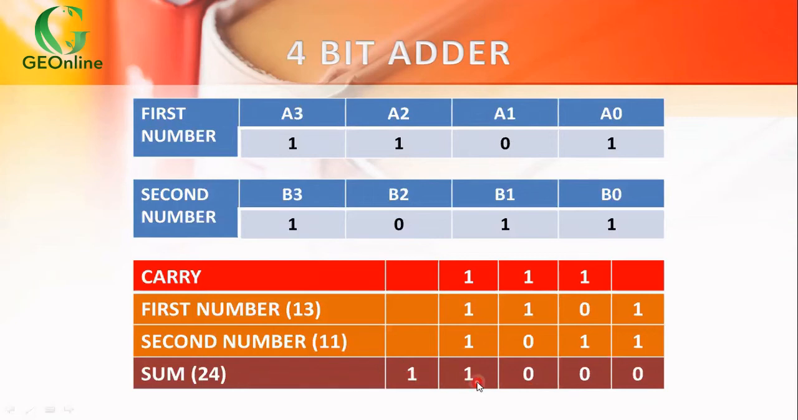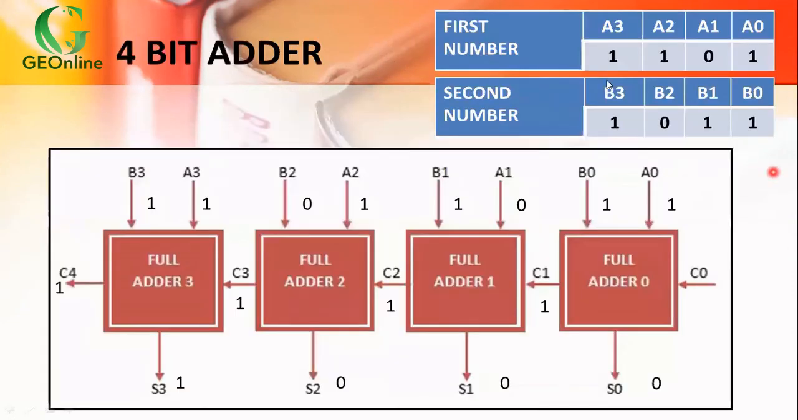Our answer is 11000. So we have to add 2 numbers with 4 bits each. For this, we are using 4-bit adder. This is the simplest 4-bit adder, in which for each position we have one full adder. For the least significant bit, we have one adder. To the next most significant bit, we have one adder. To the next most significant bit, we have one adder. And for the last and most significant bit, we have one full adder.